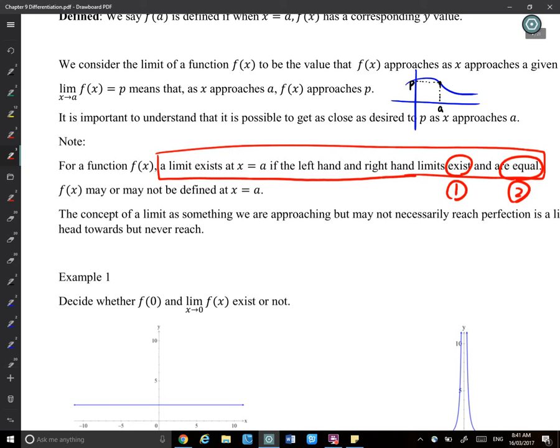If I'm asking you whether it exists or not, what you need to answer is: you have a left-hand side limit, you have a right-hand side limit, the limits from both sides are equal, and which means it exists.